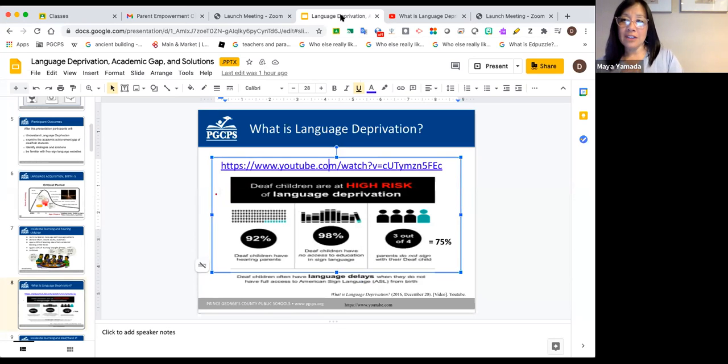So now that you have a basic understanding of language deprivation, language acquisition, and how incidental learning impacts deaf, hard of hearing children if they do not have access to a natural language, now we're going to take a look at how language deprivation impacts deaf and hard of hearing children's academic achievement.